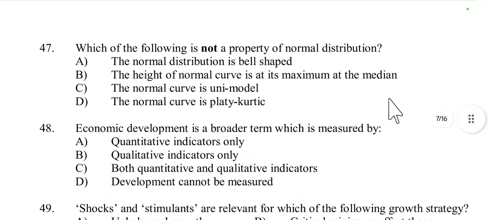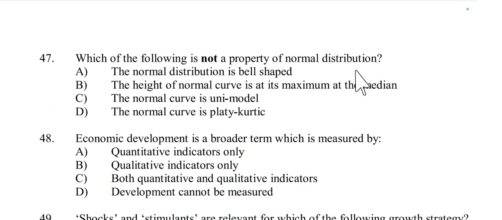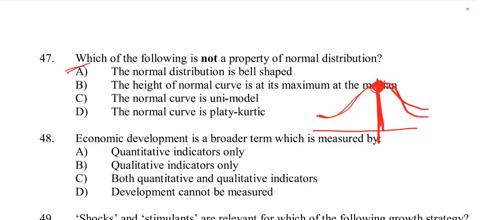Then question number 47. Which of the following is not a property of normal distribution? So we have to find which is not a property of normal distribution. First one: the normal distribution is bell shaped. Yes, the shape of the normal distribution is bell shaped, neither positively nor negatively skewed. Then the height of a normal curve is at its maximum at the median. Yes, the height of the normal curve is maximum at the middle point, the median or midpoint.